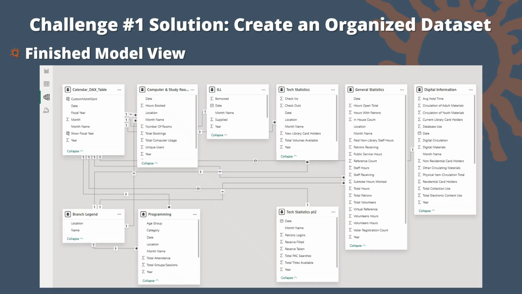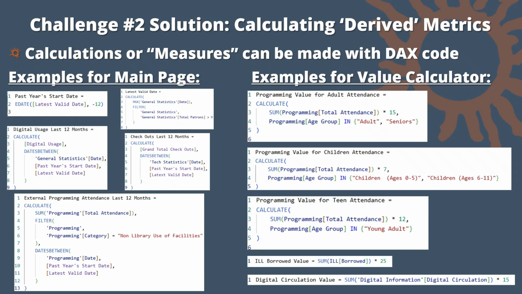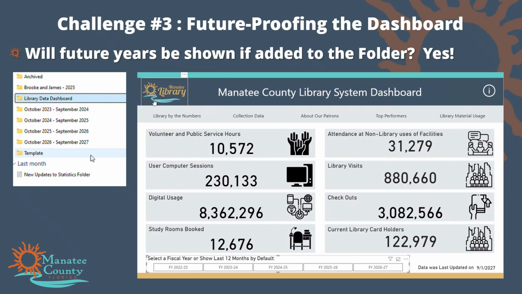Now the model view looks a lot better. However, we have some statistics we want to show that aren't in the statistics folder. So to create these missing statistics, we use measures in Power BI, which requires us to use some DAX code and create these formulas by hand. Now to make sure that this dashboard would be future-proof, I created some extra fiscal years, and when I reran the file, you can see that it reflects on the dashboard at the bottom of the page.